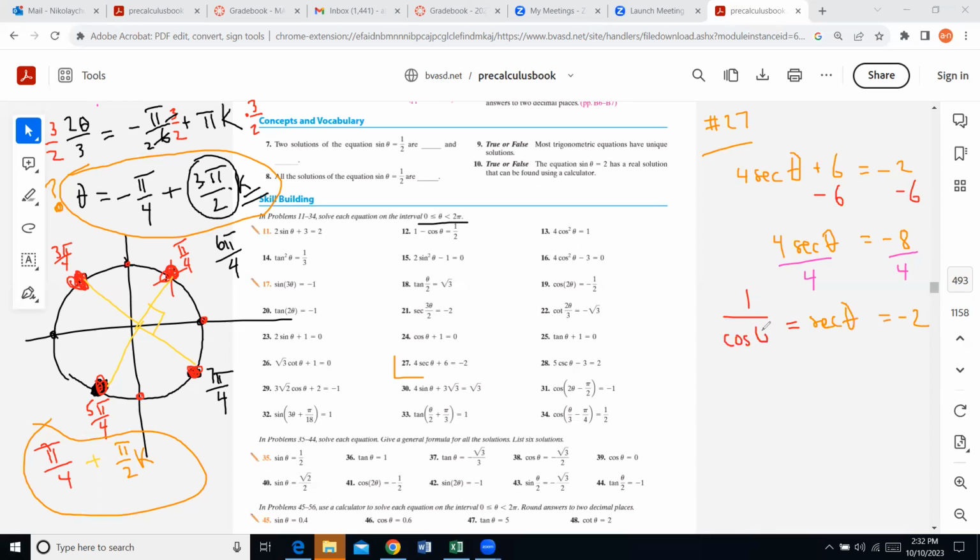So 1/cosine of theta is here. So it means that cosine of theta will be the reciprocal, -1/2. I always boil it down to either sine and cosine. So if secant, it's 1/cosine. I isolated the secant and then wrote it as 1/cosine. So I flipped this and I've got my favorite 1/2, or -1/2, doesn't matter.